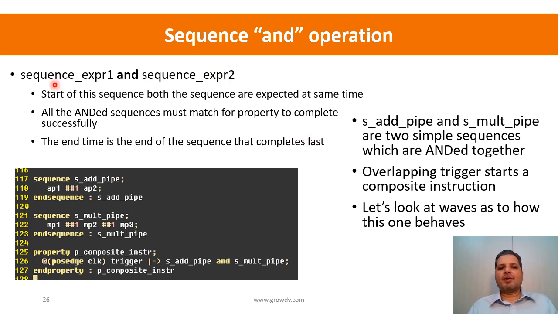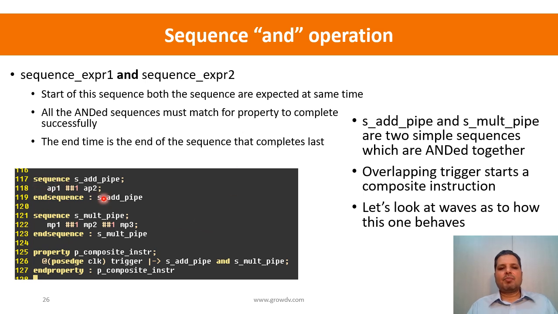So if I say sequence expression 1 and sequence expression 2, both the sequences must start at the same time, both the sequences must match for the property to complete successfully, but the end time is the end time of the sequence that completes last. So this is what it means when I do sequence expression 1 and sequence expression 2.